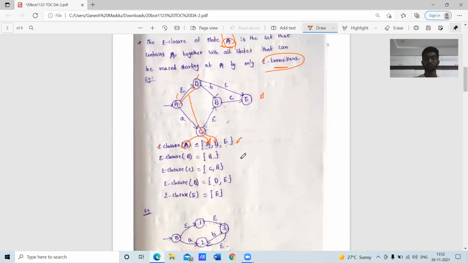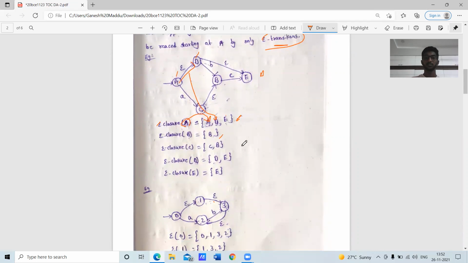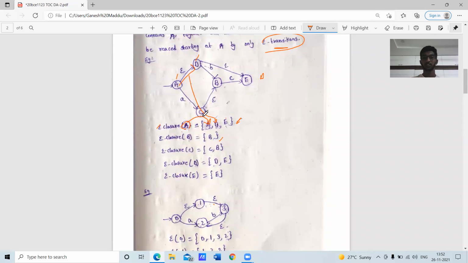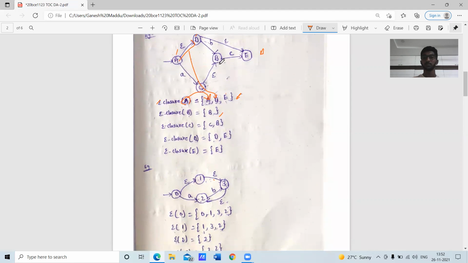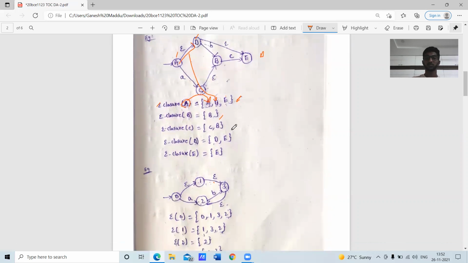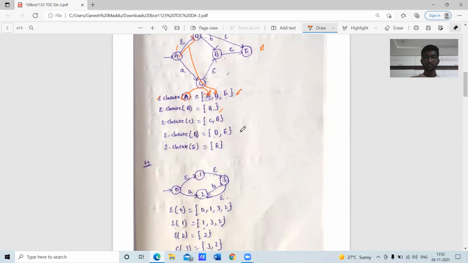Now epsilon closure of B. Epsilon closure of B means include first B. From B there is no epsilon transition, so only B in this. Now epsilon closure of C. Epsilon closure of C means include C. From C to B there is an epsilon transition, so include that B. From B there is no epsilon transition, so C and B are the epsilon closure of C.